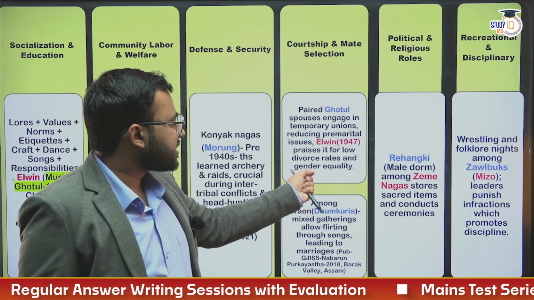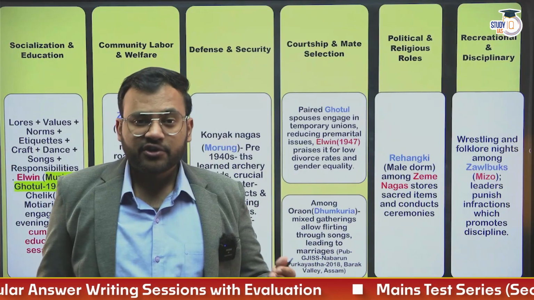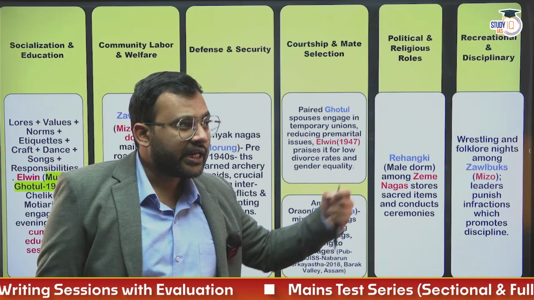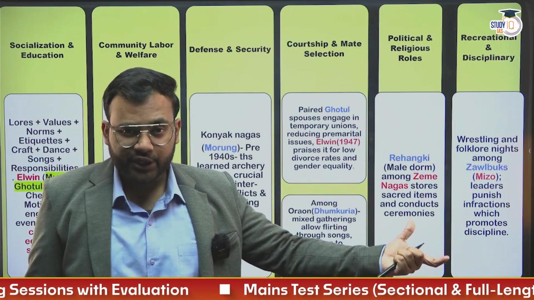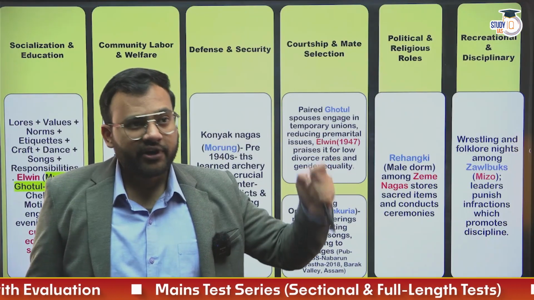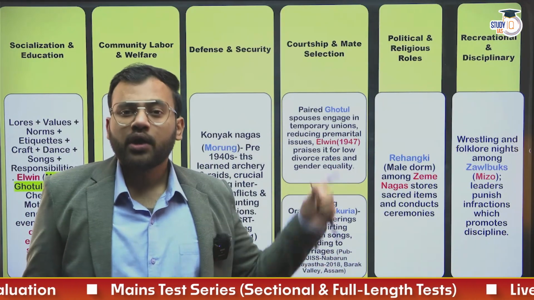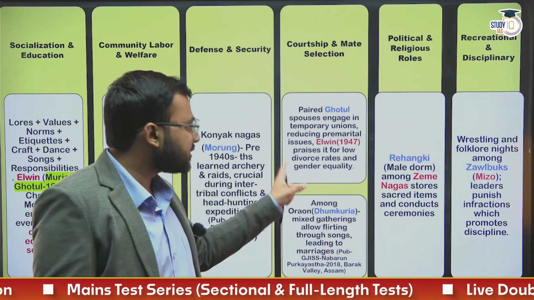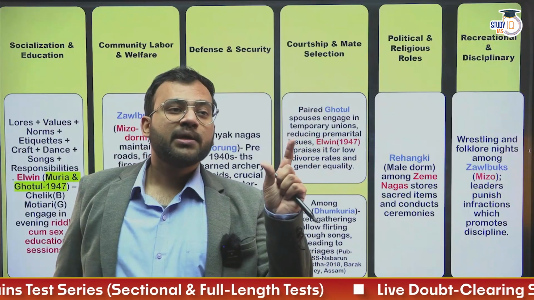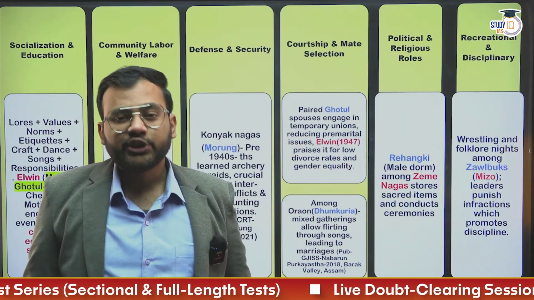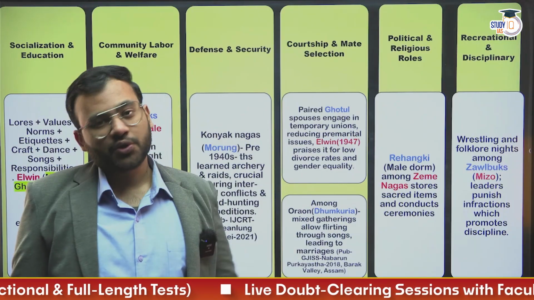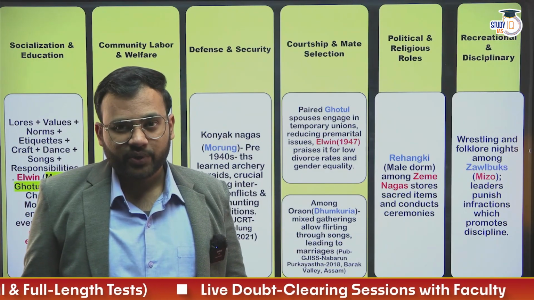Now, Elvin also praises it for low divorce rate. The Ghotul paired spouses who later get into permanent marriage with each other, the chances or the occurrences of event of divorce is very low in such cases. So he has praised the youth dormitories for that. And he has also highlighted the role of youth dormitories to preach and to promote gender equality among the tribals. He highlighted the egalitarian nature of the youth dormitories as well.